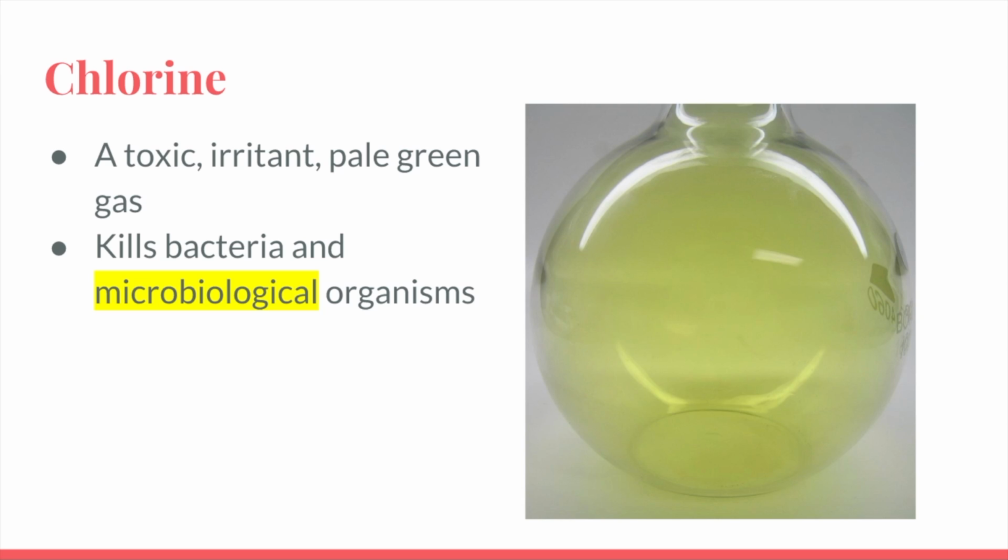So in a pool, chlorine is a chalky white block or whatever, but in its natural state it is a pale green gas.